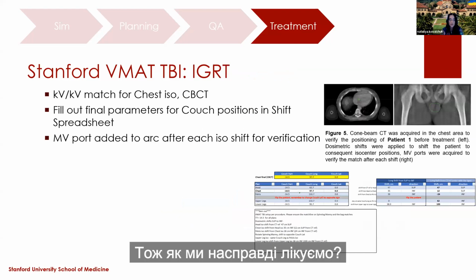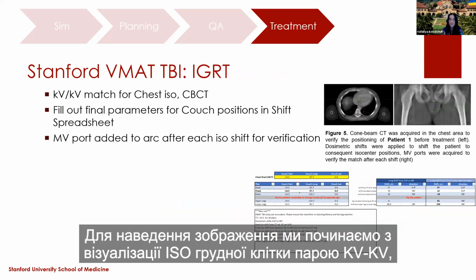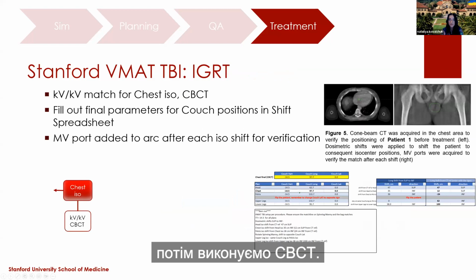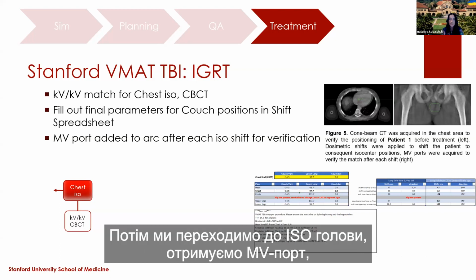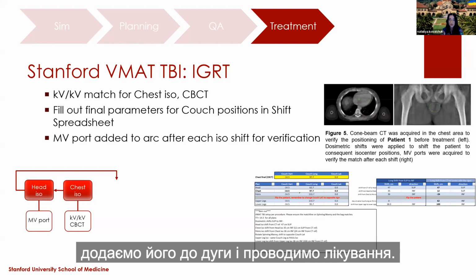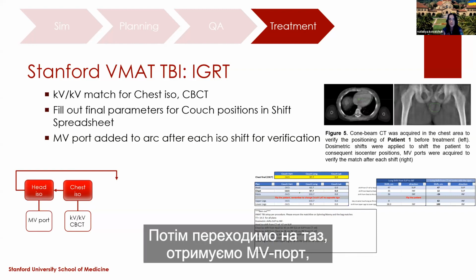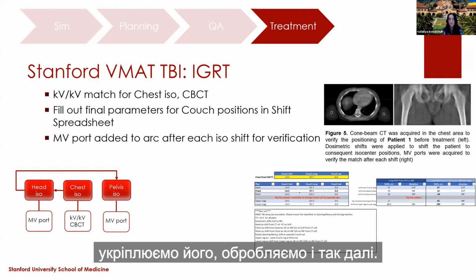So how do we actually treat? For image guidance, we start with imaging chest ISO with a kV-kV pair. Then we perform cone beam CT. We deliver that chest ISO plan. Then we shift to head ISO, acquire an MV port, add it to the arc, and then treat. Then we shift to pelvis, acquire an MV port for verification, treat, and so on.